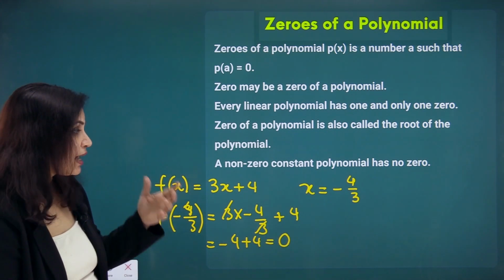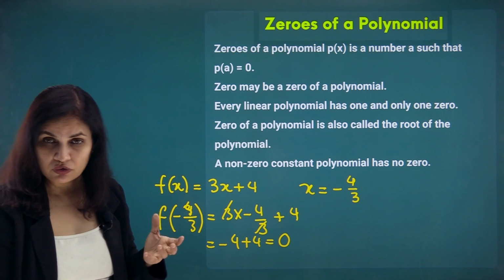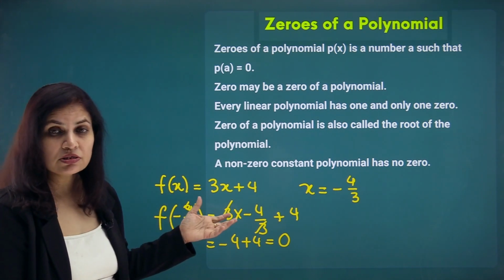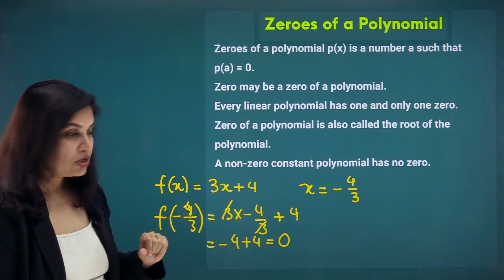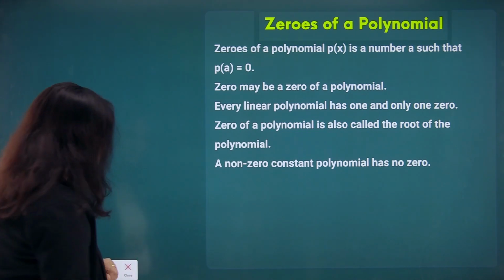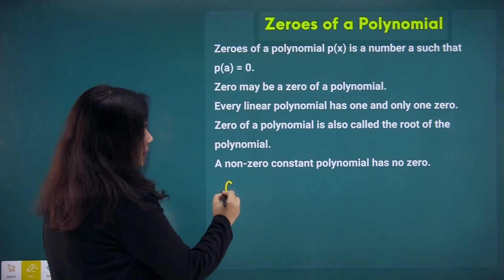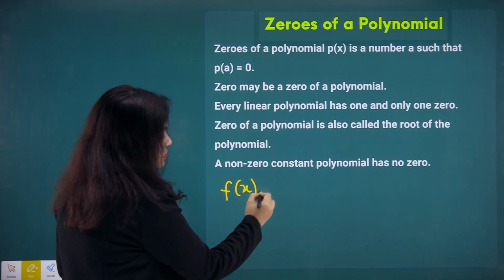So, every time I have to think of that value of x which will make the polynomial 0, but thinking about that value is not easy. So, what is the method? The method is simply putting f(x) equal to 0.